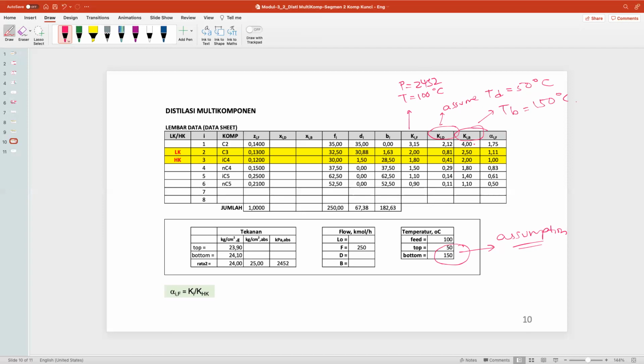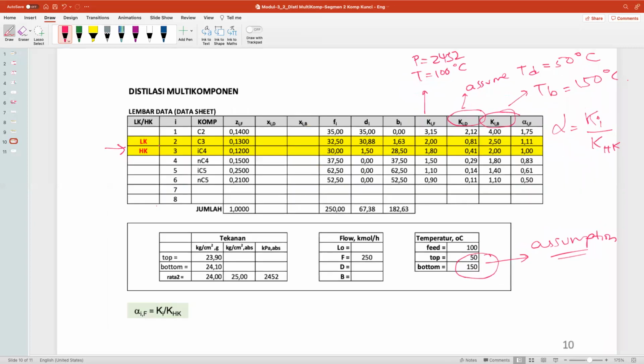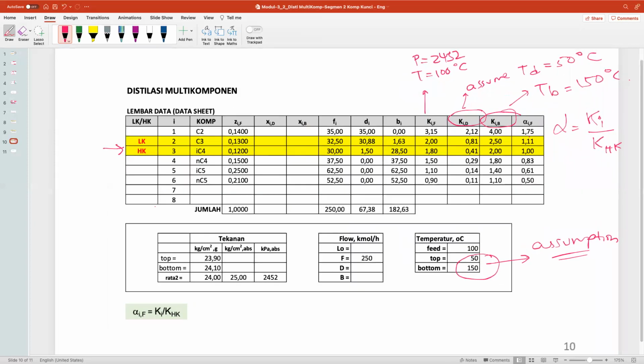Why do we need alpha? Alpha is defined as K of the component i, divided by K of the heavy key. This is just to check the relative volatility to the heavy key. Because the heavy key that we define is the IC4, for IC4 the relative volatility is 1. And then the components are 1.75, 1.11, and so on.